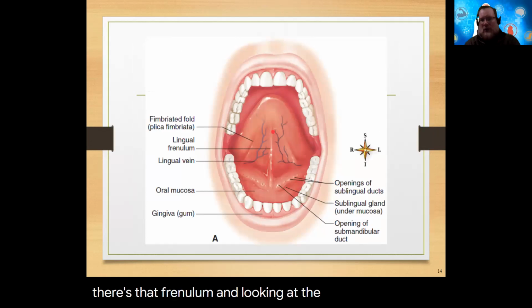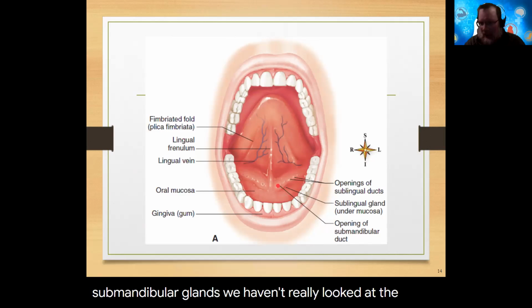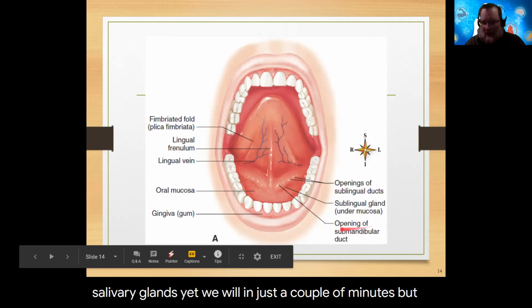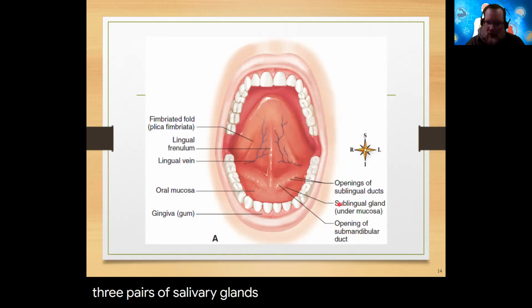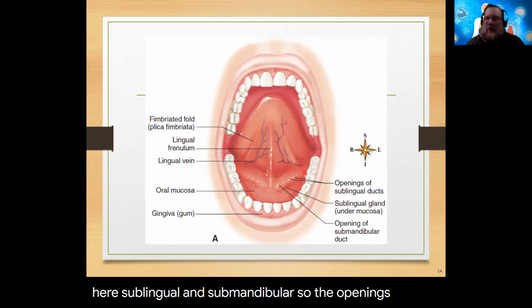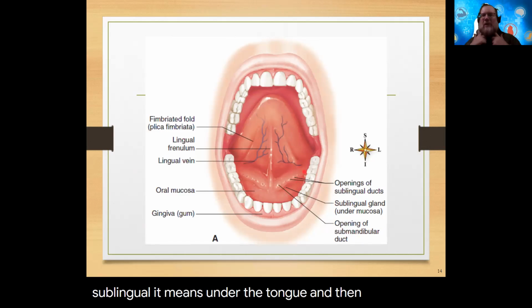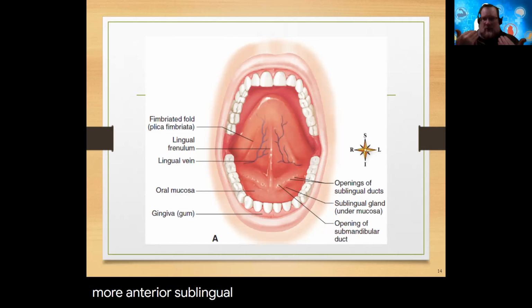Looking at the underside or the inferior aspect of the tongue, we also see the openings or the pores of the sublingual glands and the submandibular glands. We haven't really looked at the salivary glands yet. We will in just a couple of minutes, but this introduces you to that. We have 3 pairs of salivary glands, 2 of which they show right here, sublingual and submandibular. Sublingual means under the tongue, and submandibular means under the mandible. So one's a little more anterior, sublingual. Submandibular is a little more posterior, but both of them have their ducts opening right underneath the tongue.